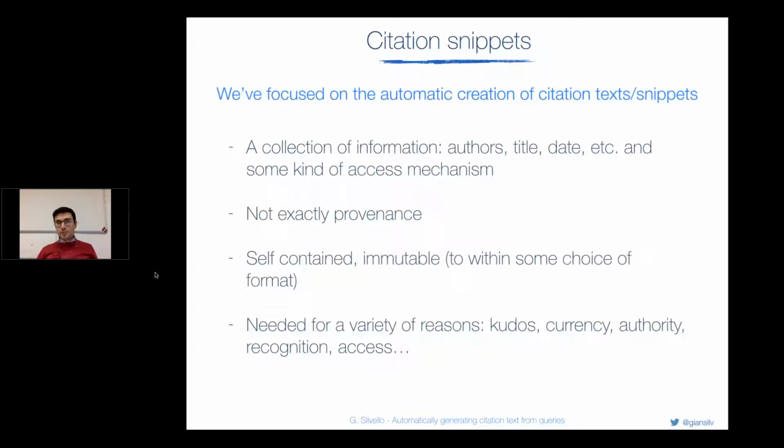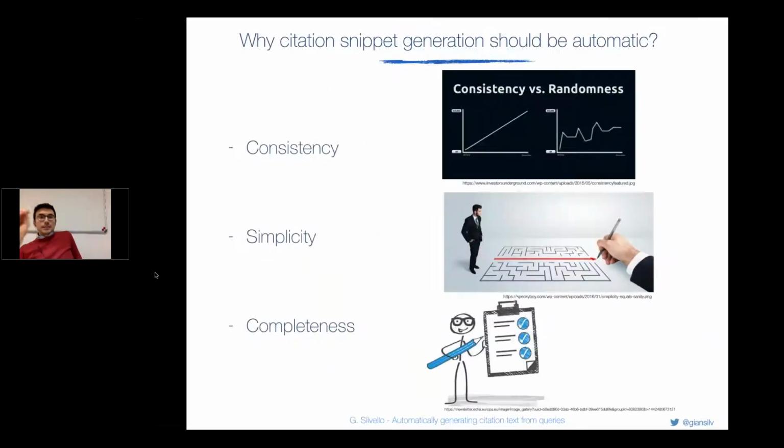So we may think of a traditional citation, a traditional reference to a paper: we have the title, the authors, the journal, pages, and so on. So for data, we have to find something similar to this. It's related to data provenance, if some of you are accustomed to that concept, but it's not exactly provenance. These citation snippets must be self-contained and immutable, and of course within some choice of format. And as I said before, we need this for a variety of reasons, like kudos, currency, authority recognition, and so on. So why should the generation of citation snippets be automatic?